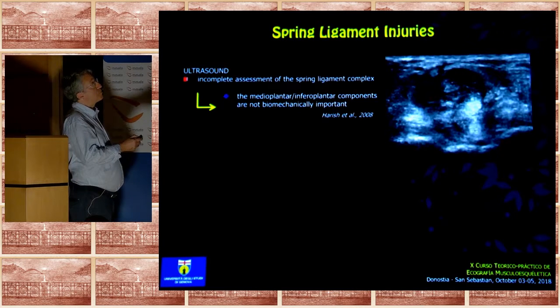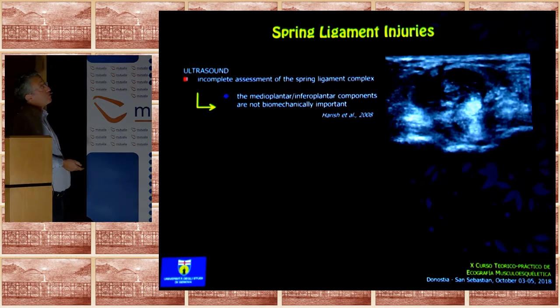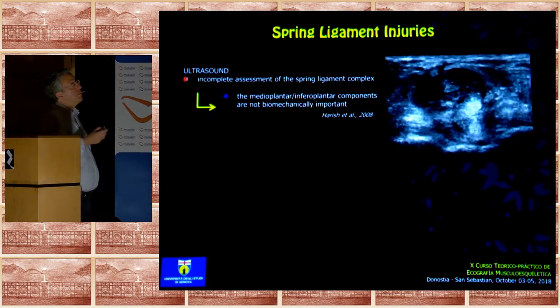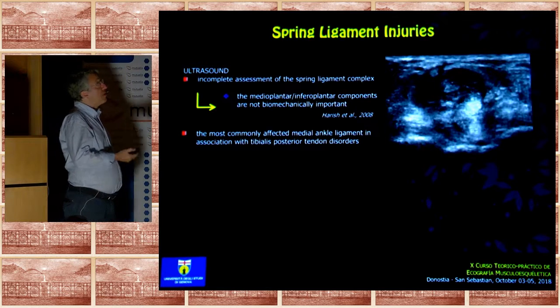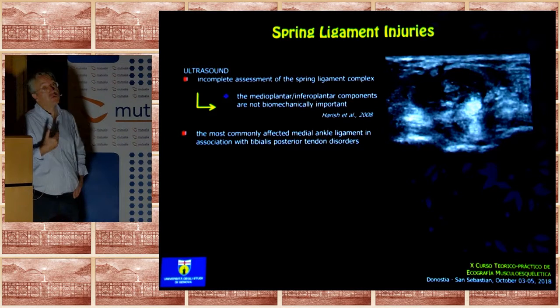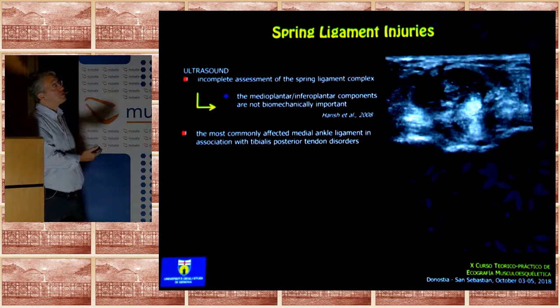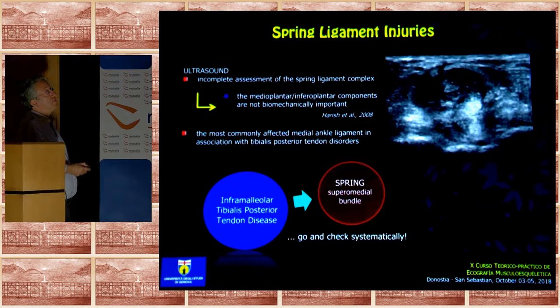And when you check the spring ligament, you also perform the examination to rule out a problem of the tibialis posterior tendon. You expect to see a problem in the tibialis posterior. In many cases, you see that there is a degenerative tendinopathy. Remember that when you see an abnormality affecting the tibialis posterior, you have to spend some seconds more to go to check the spring, because the spring may be involved in association with the tibialis posterior tendon disease. So this is very important.